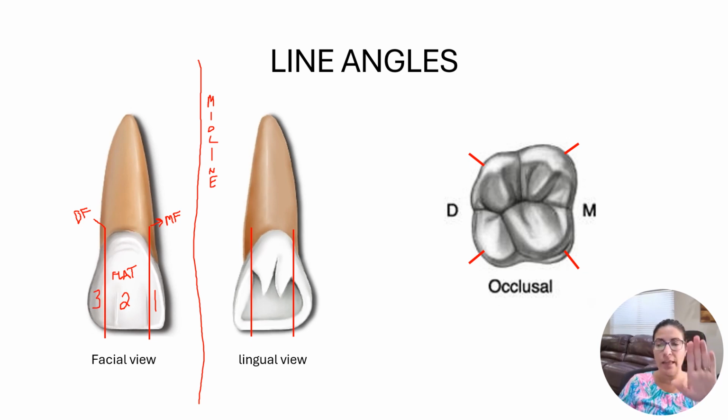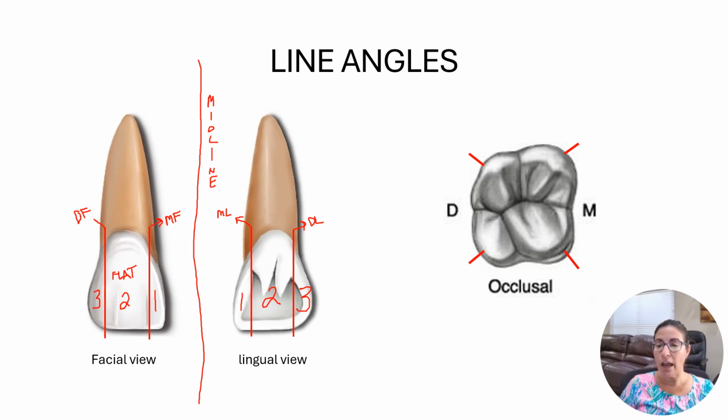Now, if we take that tooth and flip it around, you're looking at the lingual view, which is to the right of the facial view. The midline still stays the same. This red line here is going to be the mesial lingual line angle, and this one is going to be the distal lingual line angle. Again, you're still going to have three different sections of the tooth: the mesial facial, or mesial lingual, I'm sorry, then the flat, and then the distal lingual of the tooth. So that is for an anterior tooth.